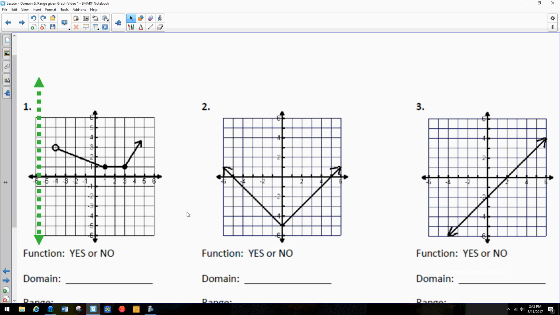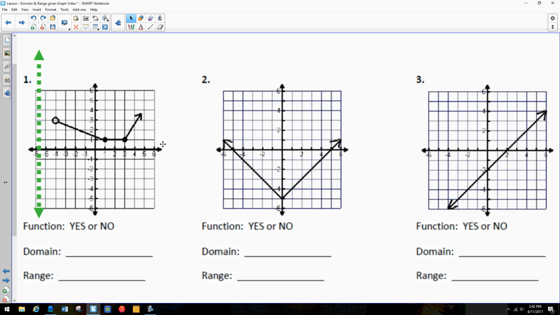For our first relation here, we're going to slide over this vertical line, and we can see that it does not hit the graph more than once. So yes, this is a function.